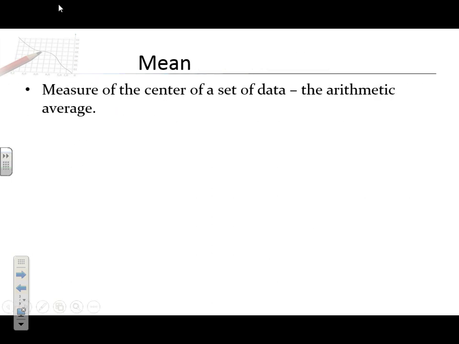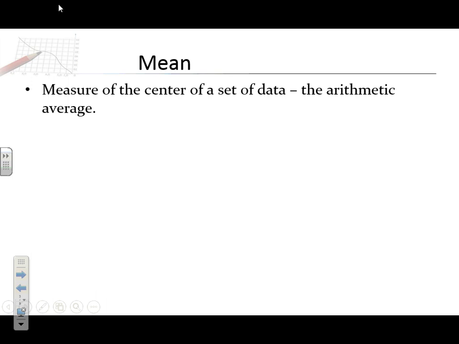All right? Mean, on the other hand. The mean, you all know as the average, right? If I give you a list of 10 values and said find the mean, you would take those 10 values and do what? Add them all up and divide by 10, right? So you add up your 10 values, divide by 10, there's your average. That's what the mean is.